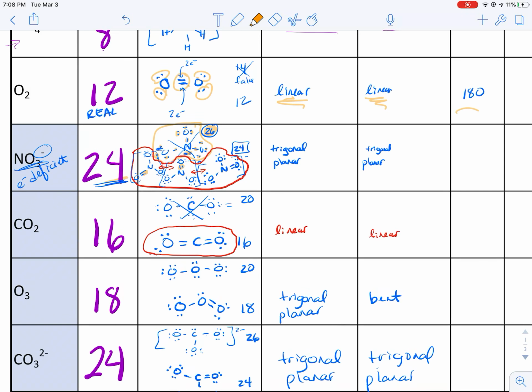Here's the other thing you should know is that when you have double bonds, it's still just counted as a region. That is 1 region, 2 regions, 3 regions. And that's why this is labeled, because of 3 regions, as trigonal planar. Notice there's no lone pairs, and so this guy is also labeled trigonal planar.